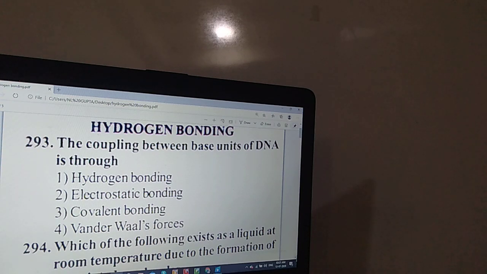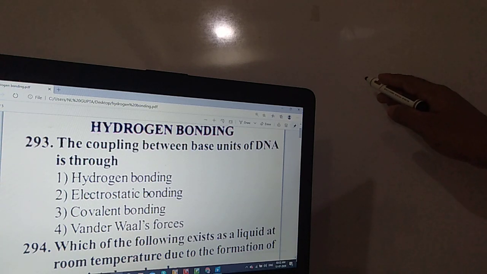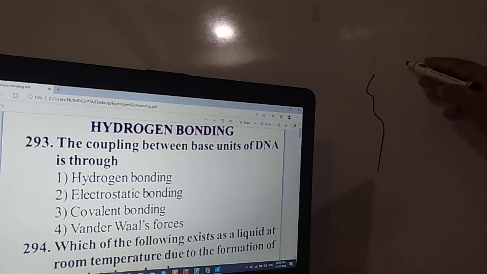The first question is: the coupling between base units of DNA is through what? When you are talking about the coupling units, students, how is the DNA strand? If you talk about the DNA strand, here you can see on the board, DNA is a double helical strand. And in this DNA, if you are talking about the strand, students, you will be able to find that there are bases.